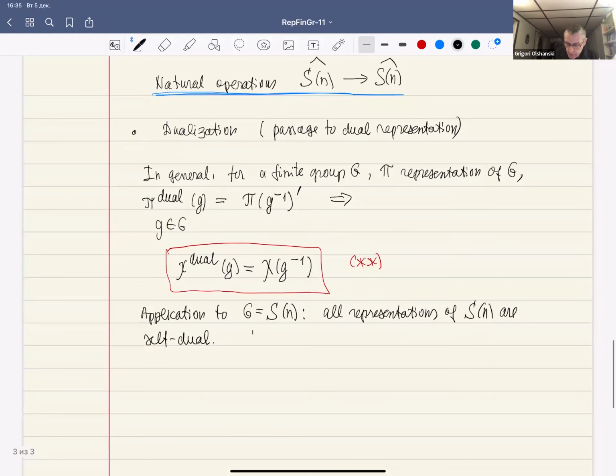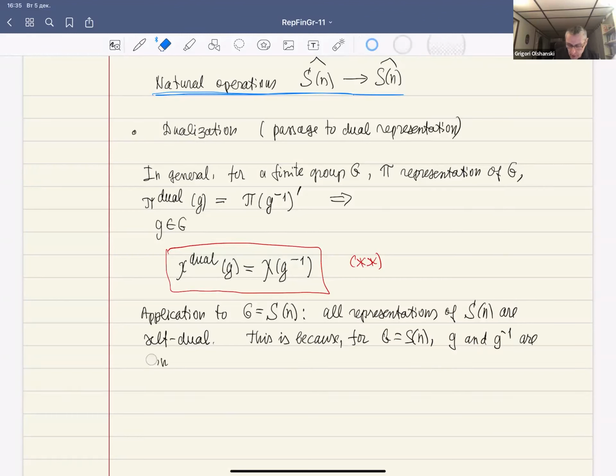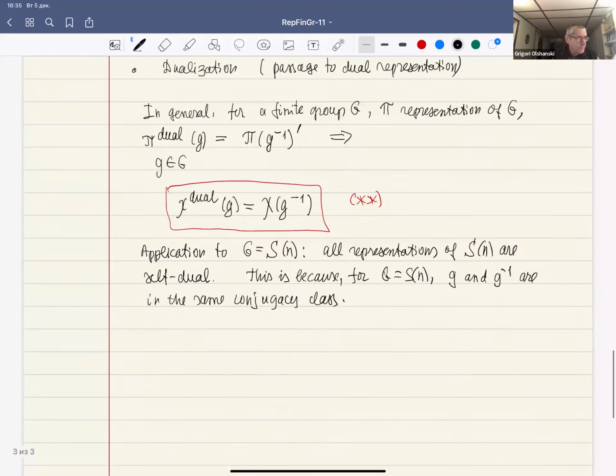Why? This is because for G in the symmetry group, G and G inverse are in the same conjugation class. Inversion of permutation does not affect its conjugation class. So essentially there is no difference, and we can pass to the dual representation, no problem. We will see why this is important.